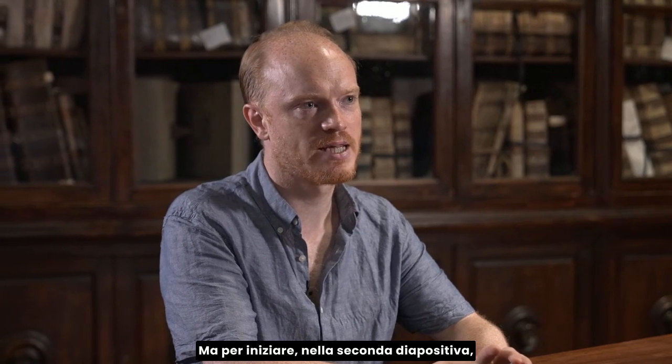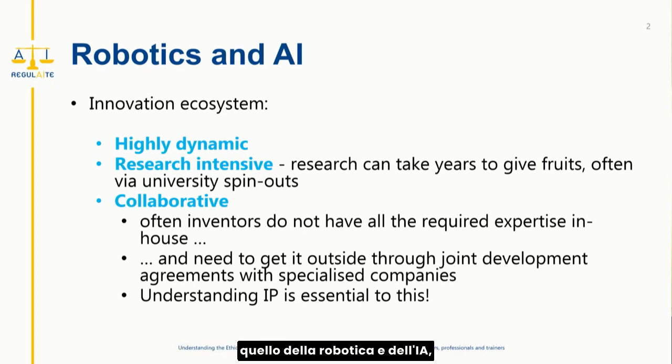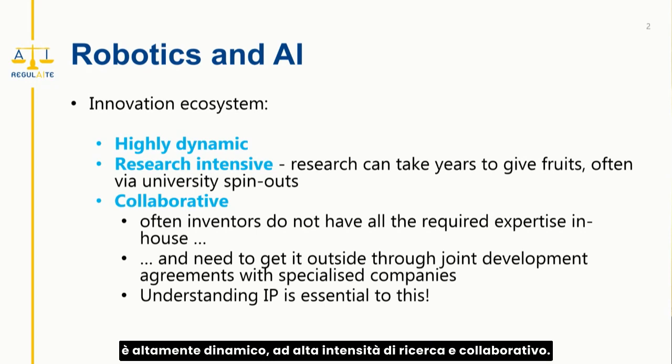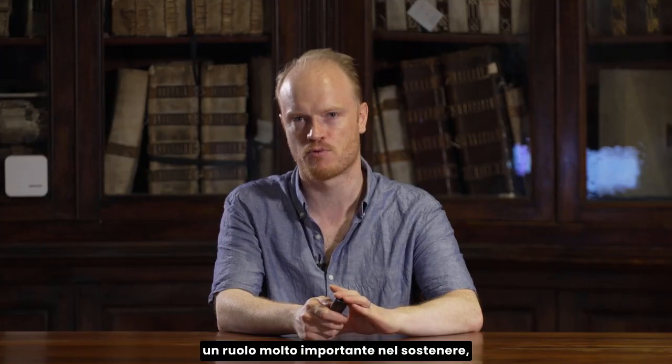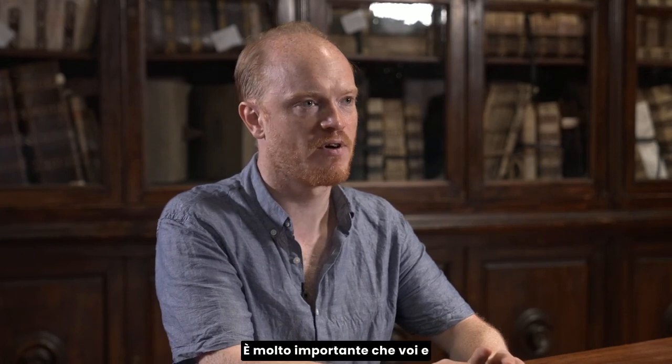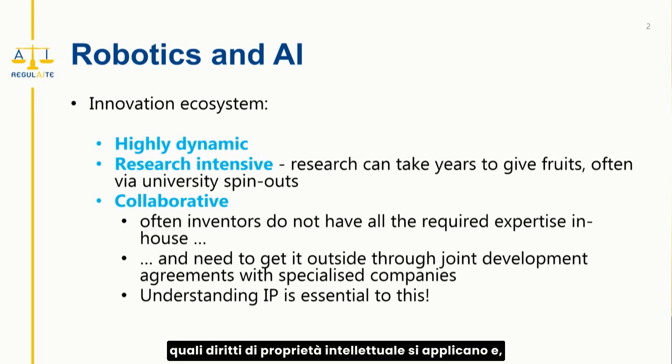But to begin with the second slide, you will see that the environment that we're talking about here, that is of robotics and AI, is highly dynamic, research-intensive, and collaborative. As such, intellectual property rights play a very important role in sustaining, encouraging, and maintaining this research ecosystem. It is very important that you and your collaborators make clear to one another which intellectual property rights apply and, even more important, who should own them.